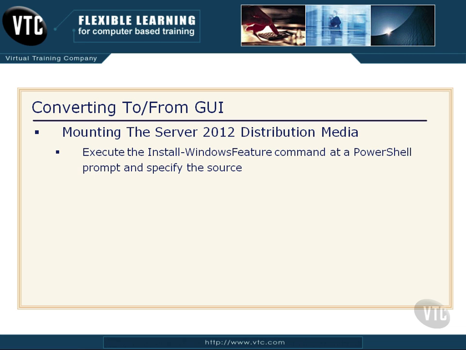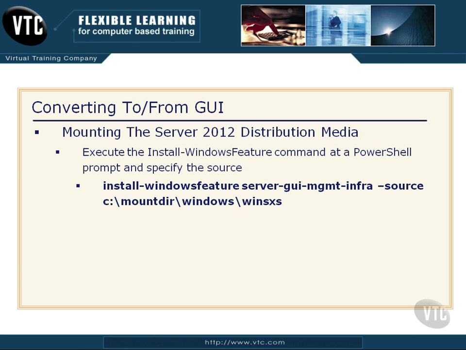Then we can execute the Install-WindowsFeature command at a PowerShell prompt that specifies the source. This is what that would look like. I won't read it to you. Go through, work with each of these commands. If you're not familiar with PowerShell, just go out there and take a look at some of the PowerShell stuff. I'll stick some stuff in the work files folder for you as well. Get to know these commands. Like I said, write them down, put them somewhere handy. This is a very, very cool way to take care of this whole process of converting from a server core to graphical user interface and back.